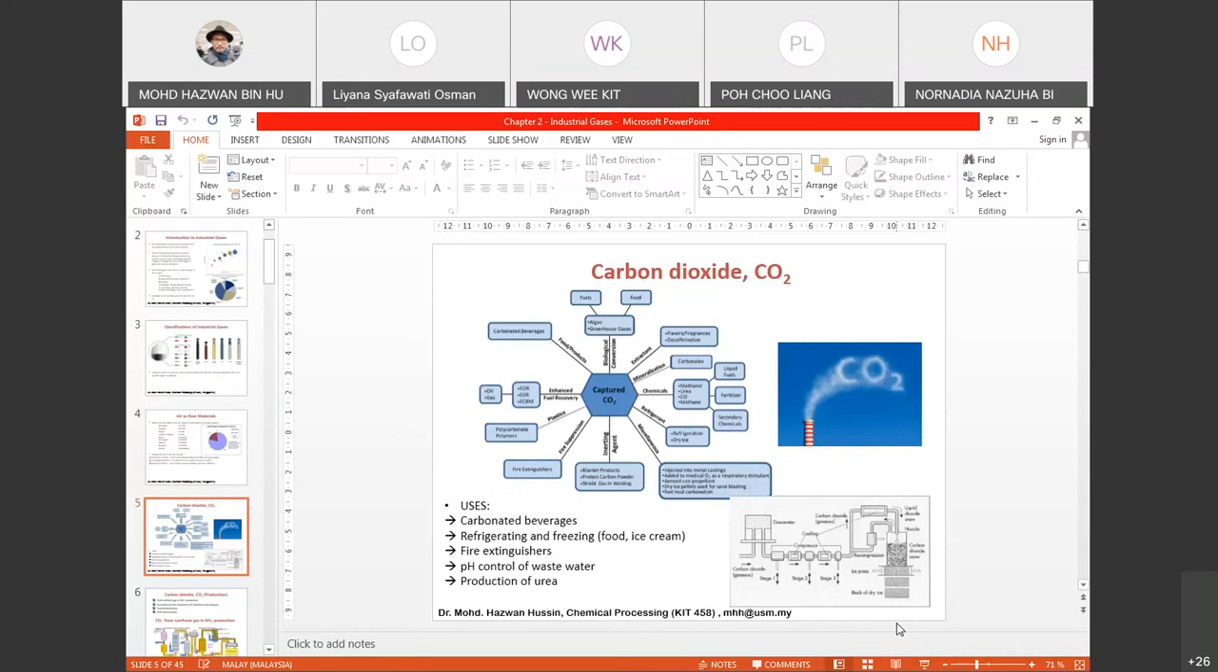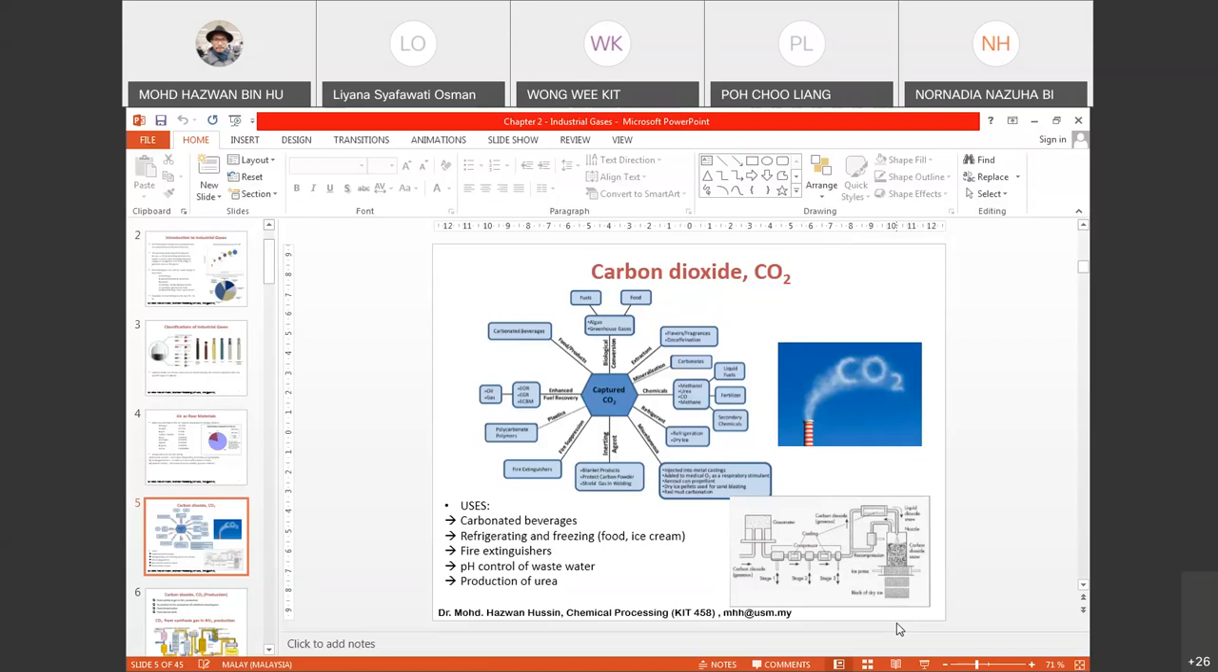All right. So as I said, carbon dioxide is also important in refrigerating and freezing industries. Why? Because carbon dioxide can be used to produce dry ice. If someone didn't know what dry ice means, it is actually carbon dioxide that you compress into a container, then it will be liquefied and later solidify to form dry ice. The temperature of dry ice can be below zero.